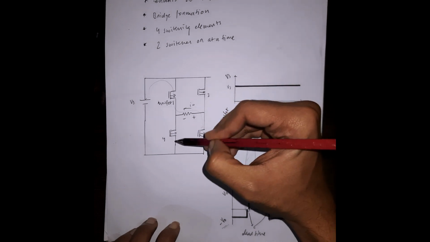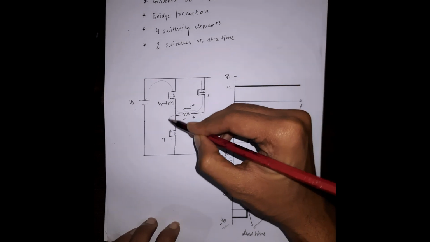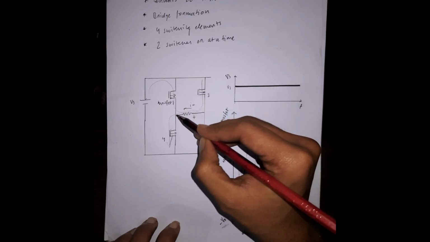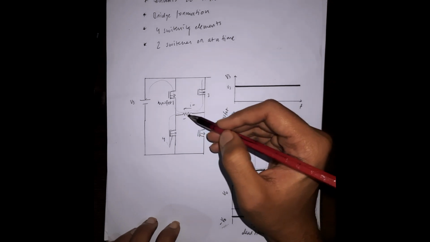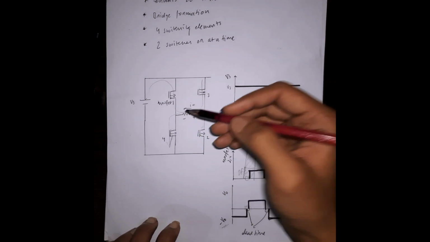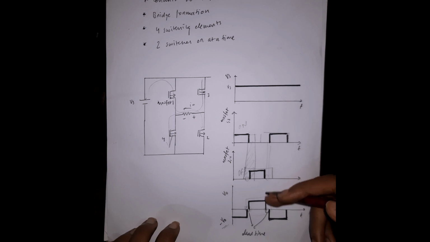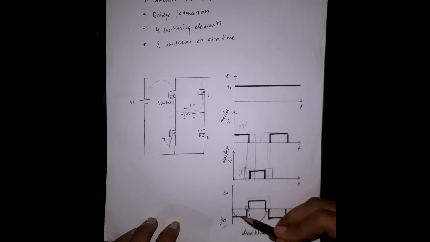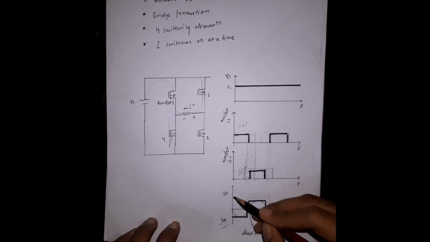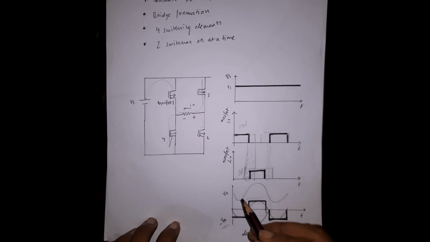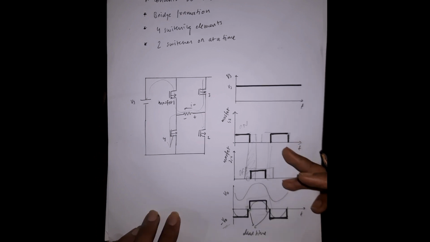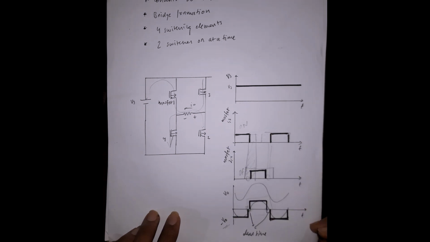MOSFET 3 and 4 will be shorted and the current will flow in this direction along the conventional reference. That means the voltage drop will be V0. As you can see in the waveform, this repeats continuously to form an alternating voltage. So that is it for the conversion of DC to AC.